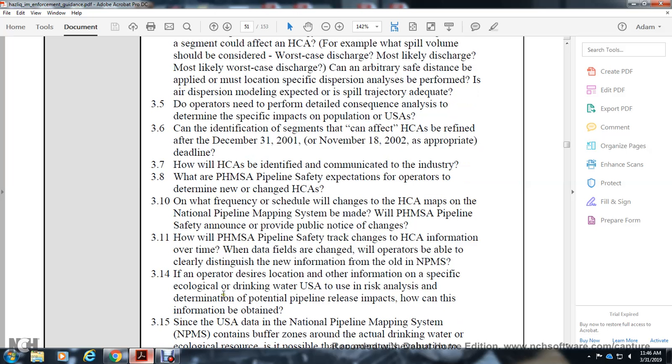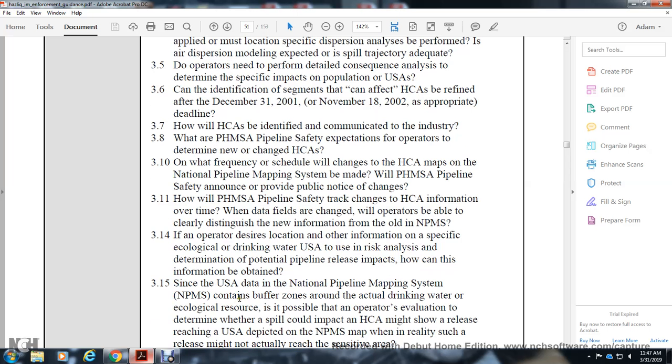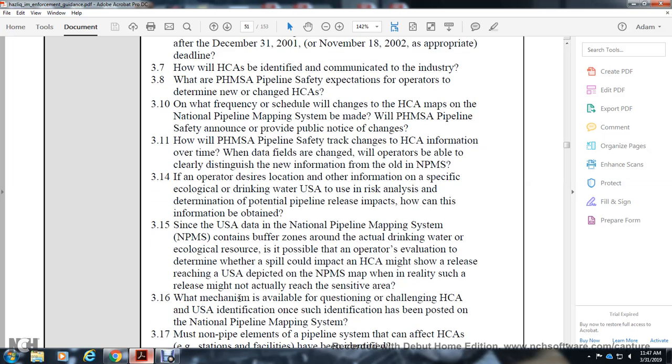3.14: If the operator decides to locate their information, specifically ecological and drinking water, in an undefined segment area for the risk analysis, to determine the potential pipeline release impact, how can this information be obtained? The undefined segment area within the National Pipeline Mapping System contains the buffer zone, not the actual drinking water or ecological resource. It is possible that the operator's evaluation to determine whether the spill could impact the high consequence area might show the release reaching the undefined segment area depicted in the National Pipeline Mapping System, when in reality the release might actually reach the sensitive area.